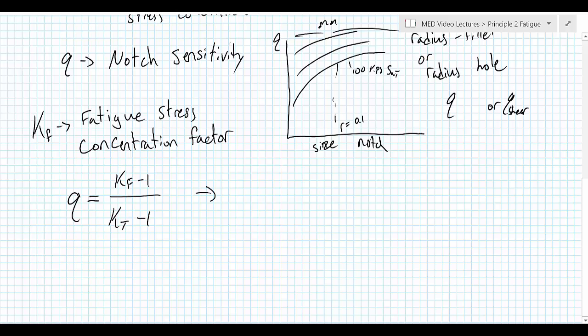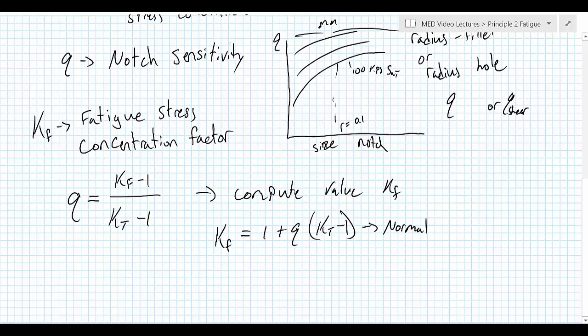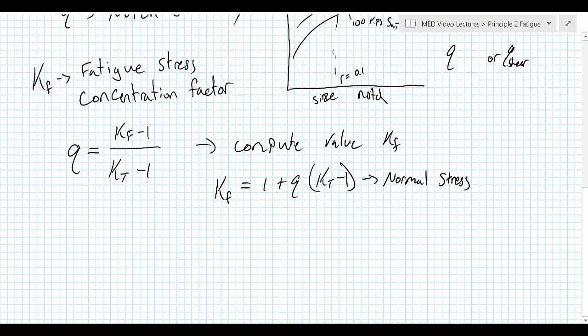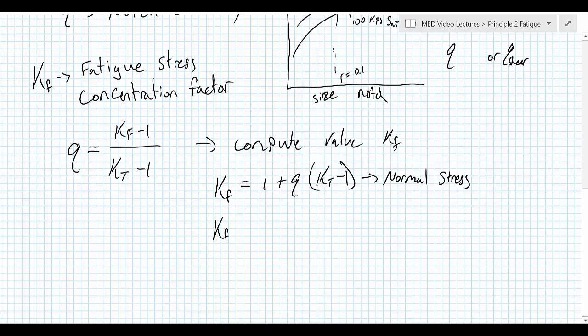But what we want is to compute our value of KF. So more often we'll use this formulation where KF equals 1 plus Q times KT, our theoretical stress concentration factor, minus 1. This is for normal stress. And for shear stress, we will use KFS, which is the same one, but instead we're going to use the shear notch sensitivity and the theoretical shear stress concentration factors.